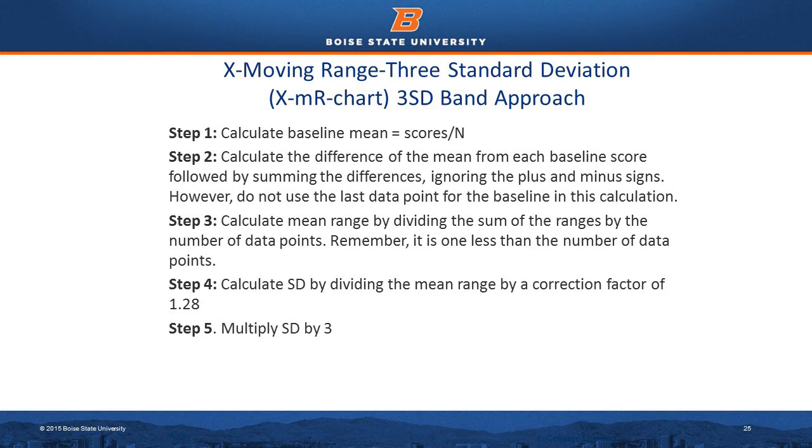Step 3. Calculate mean range by dividing the sum of the ranges by the number of data points. Remember, it is 1 less than the number of data points. Step 4. Calculate the standard deviation by dividing the mean range by a correction factor of 1.28. Step 5. Multiply the standard deviation by 3.